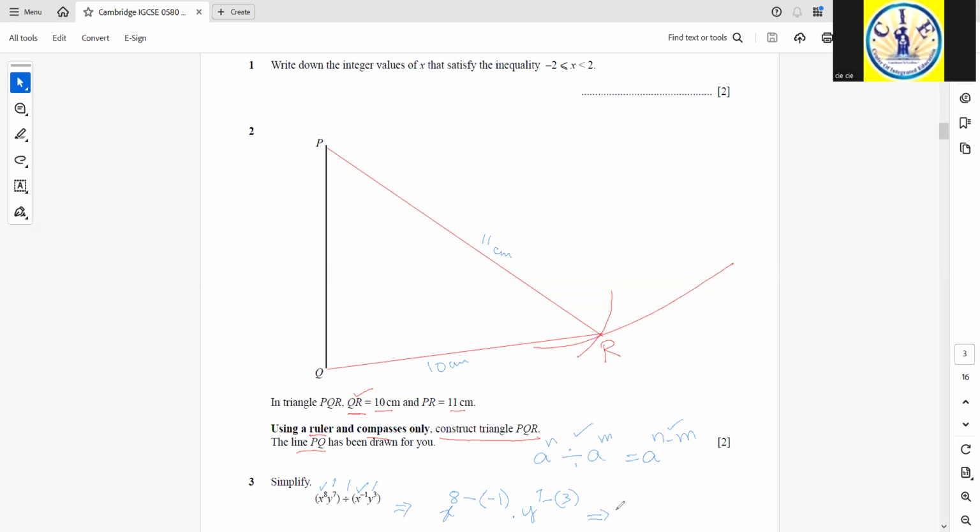So that gives us x raised to the power 8 plus 1 and y raised to the power 7 minus 3, that is x raised to the power 9 and y raised to the power 4. And that's the answer to question number 3.